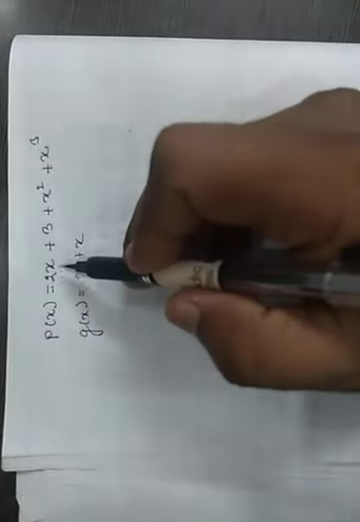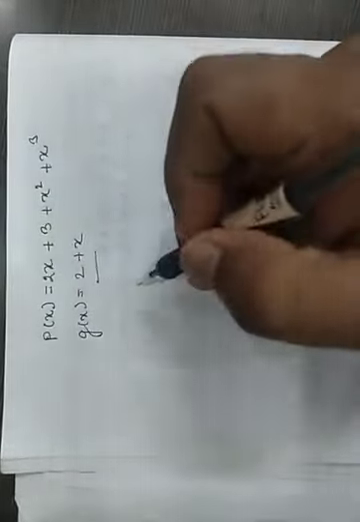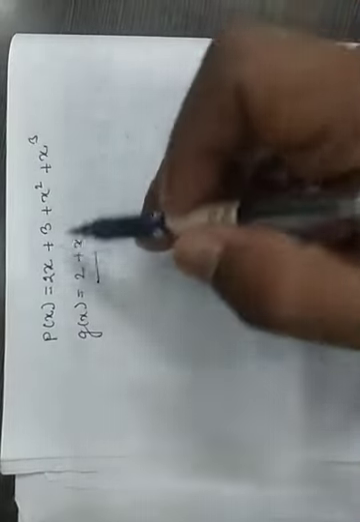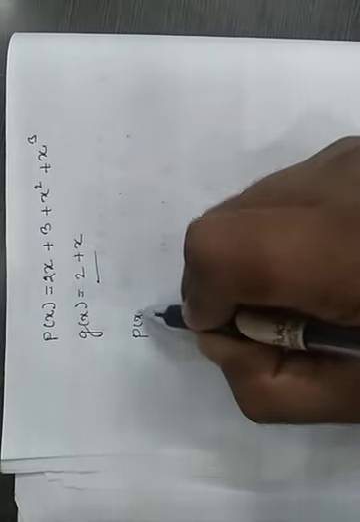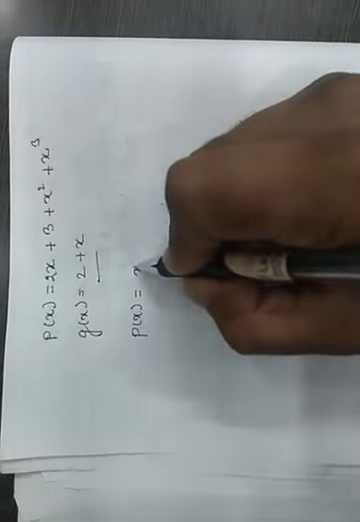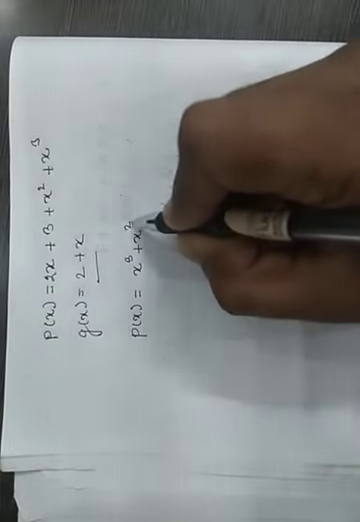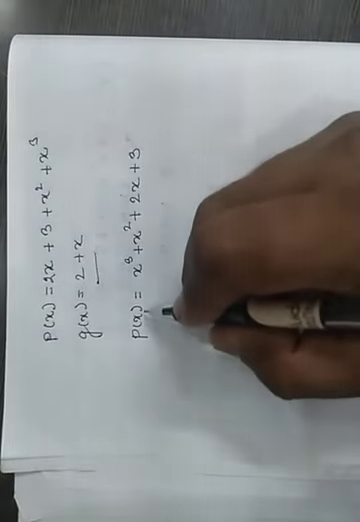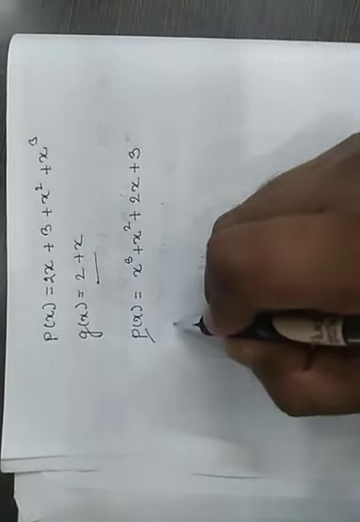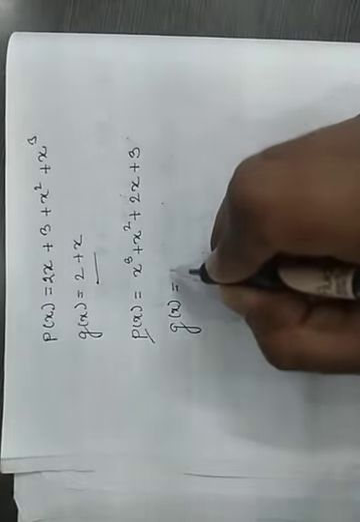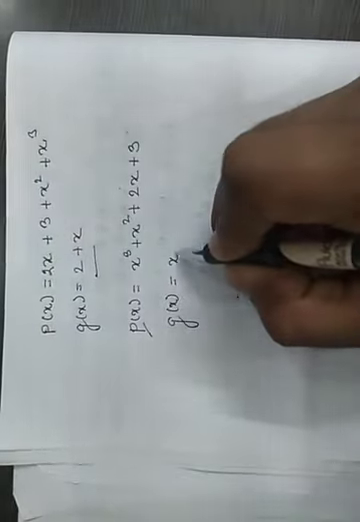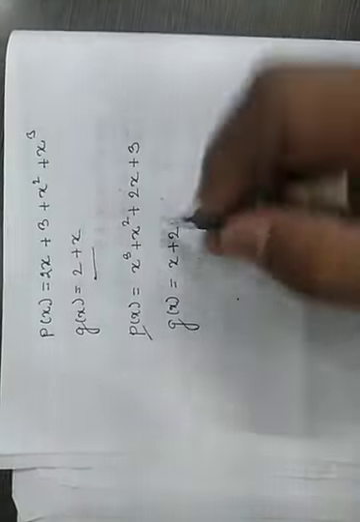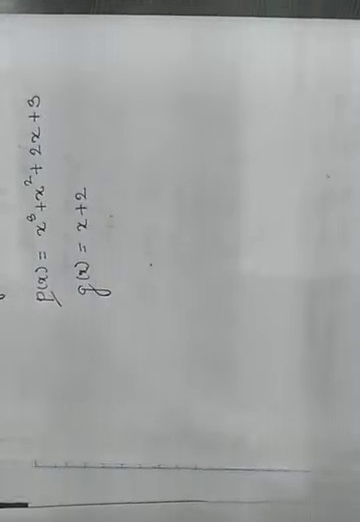Here is another polynomial p(x), and this is g(x). We can see that the powers are not in descending order, so we'll rearrange them, and p(x) becomes x cube plus x square plus 2x plus 3. Now this is p(x), the dividend, and g(x) is the divisor. We will also arrange it, so it becomes x plus 2. Now here the powers are 3, 2, 1, 0 and 1, 0, so they are in descending order. Now we'll start the division.